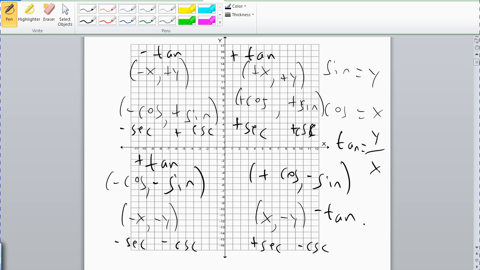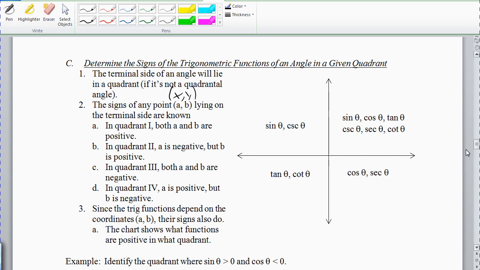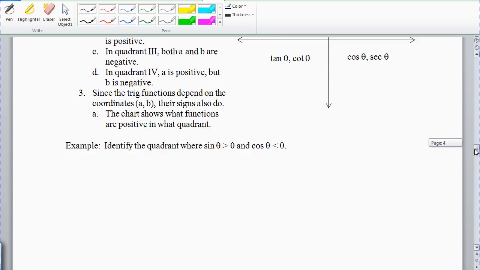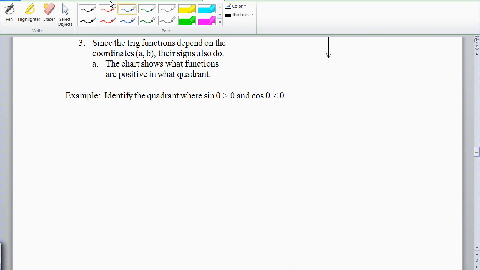I don't have to memorize these if I already know my signs for the four quadrants, and then as long as I remember that cosine is x, sine is y, I'm good to go. And that's what all this is saying. But I don't like to memorize. I like to see it. I like to visualize. So here I go with an example.